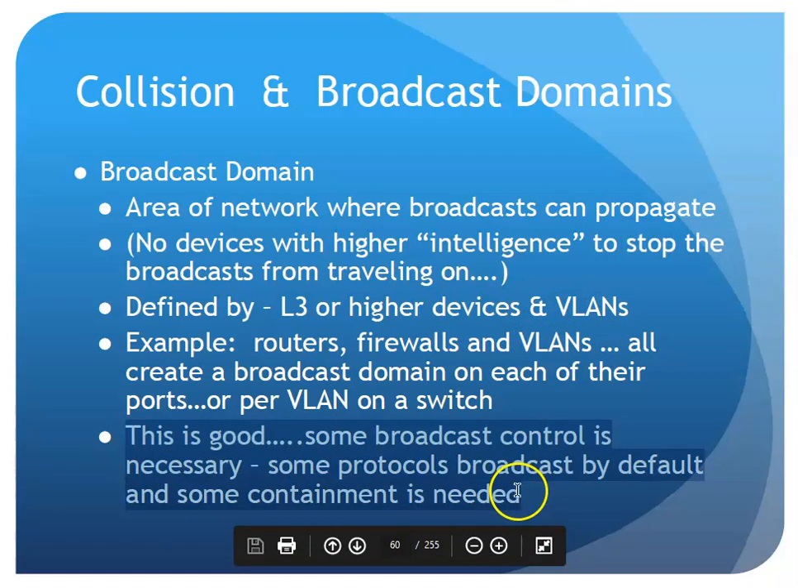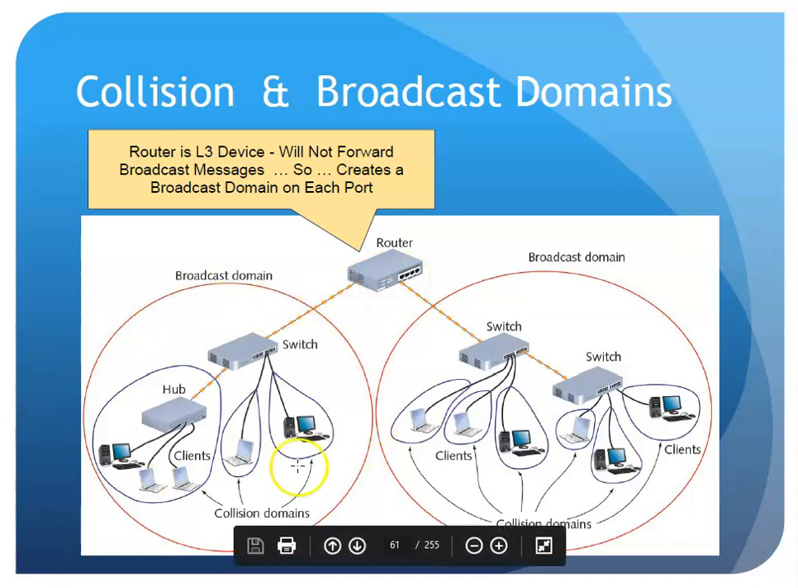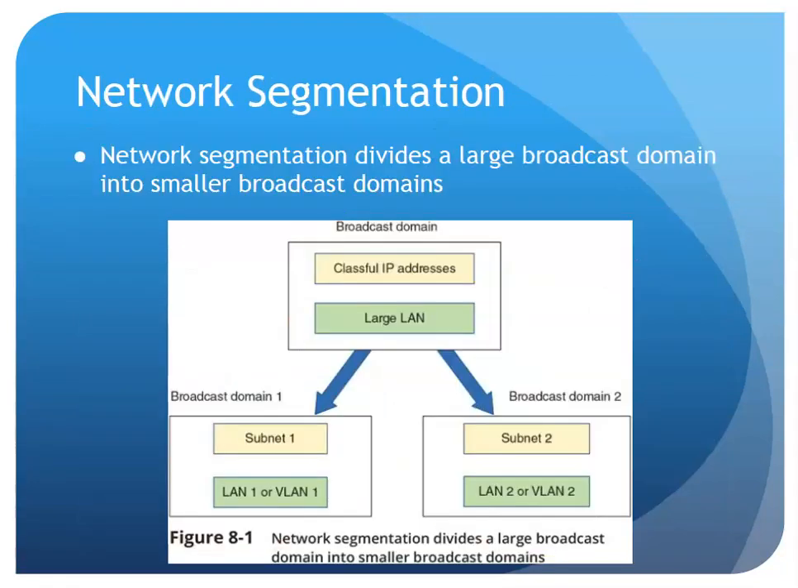I do need to contain my broadcasts at some point because some protocols will broadcast by default. So here in our example, I have a layer 3 router up here. It's not going to forward broadcasts between its interfaces. It's going to contain them. So it would contain them to maybe this floor, this room, this building, and not allow it to go to another floor, another room, another building, if you will. All done with our layer 3 device or VLAN.